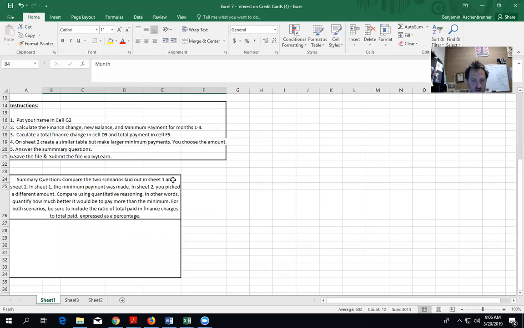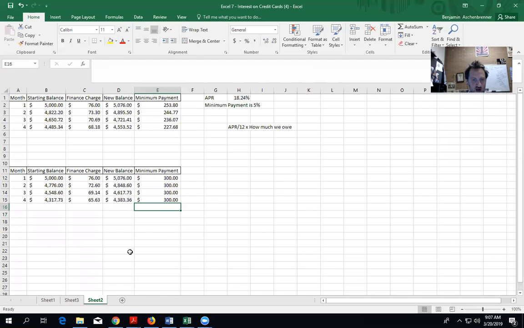Compare the two scenarios laid out in sheet 1 and sheet 2. In sheet 1, the minimum payment was made. In sheet 2, you picked a different amount, which was larger. Compare using quantitative reasoning. Okay, so I'm challenging you to say, what's the difference between these two things? Now, I've got a big hint for you about a comparison that's very meaningful. For both scenarios, be sure to include the ratio of total paid in finance charges to total paid, expressed as a percentage. Okay, so what I mean is you're going to have your sum here.